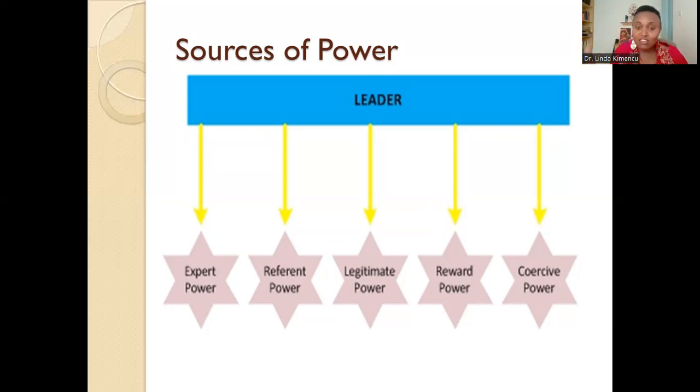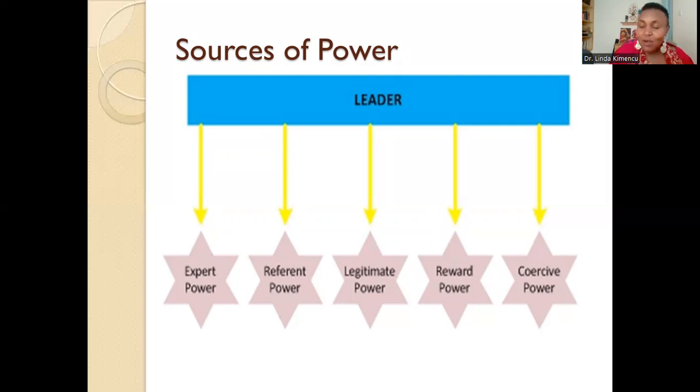Now, the other sources of power are those that are from a position perspective, in the sense that the position you've been designated can give you legitimate power. When you are called the human resource manager, or the technical person, or you've been given some authority in the organizational chart to be able to command people to do what you want them to do, that is legitimate power.